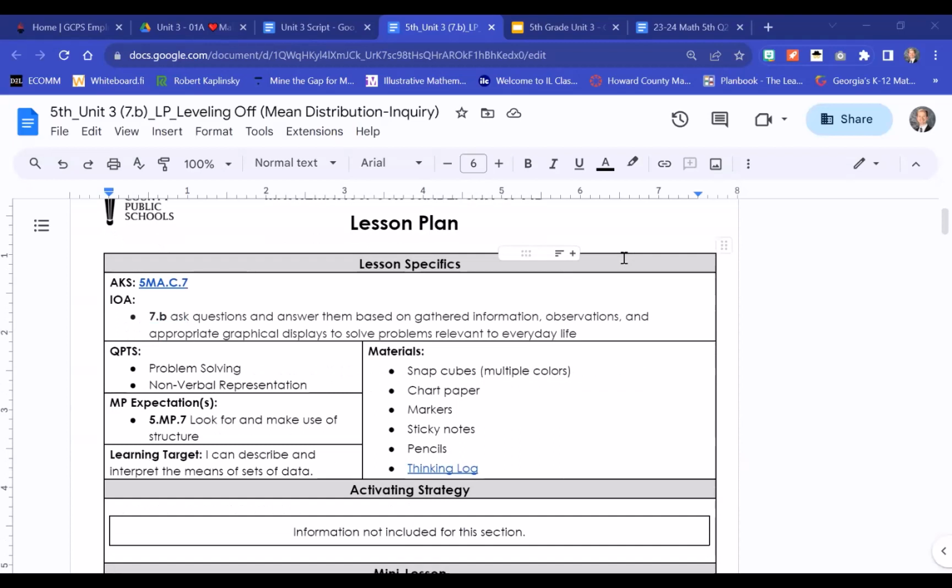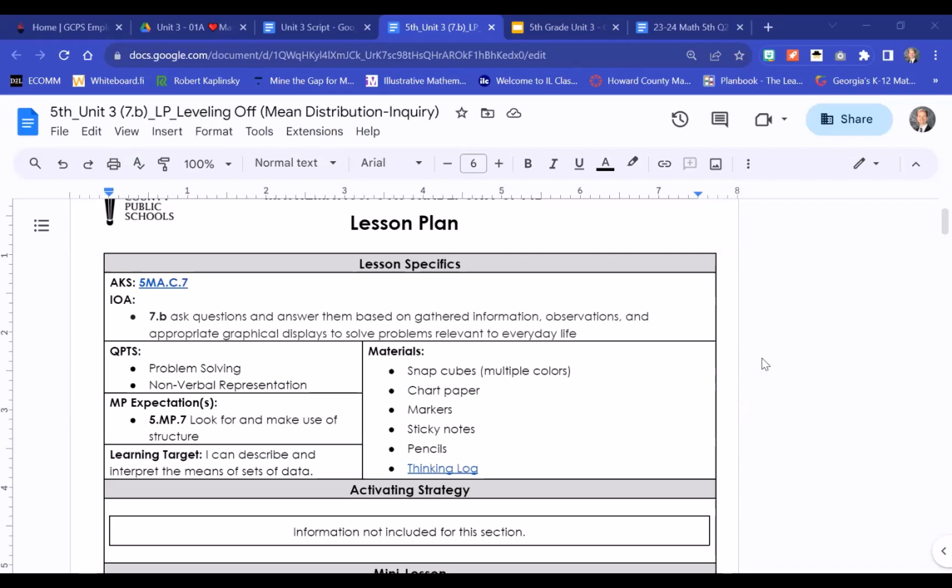For our last IOA in Unit 3, IOA 7B, ask questions and answer them based on gathered information, observations, and appropriate graphical displays to solve problems relevant to everyday life. Specifically, we're focusing on the concept of mean and mean distribution. So that learning target says I can describe and interpret the means of sets of data.